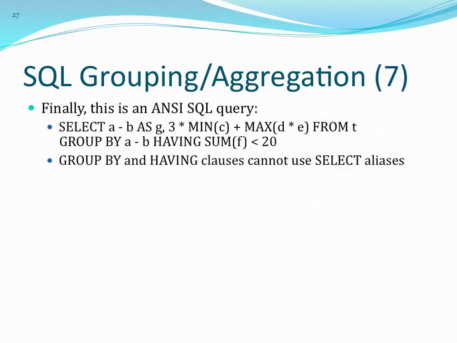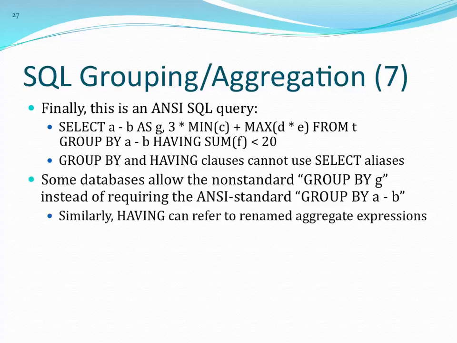Yeah, so this is an ANSI SQL query. This is just referring to the whole group by A minus B and how we can't use group by G here, because that is not going to be allowed by the standard. But still, you have databases that can do the non-standard stuff. MySQL can, Postgres can. SQL Server is very strict about this.